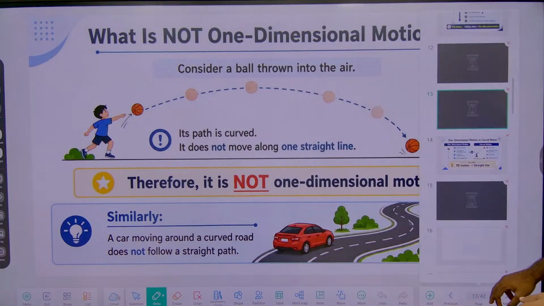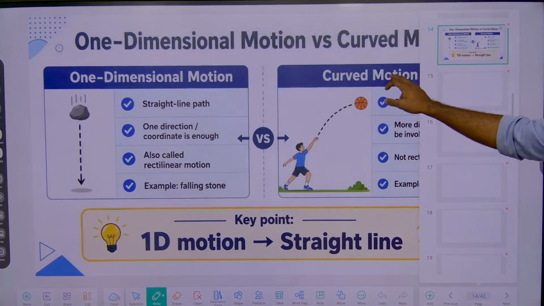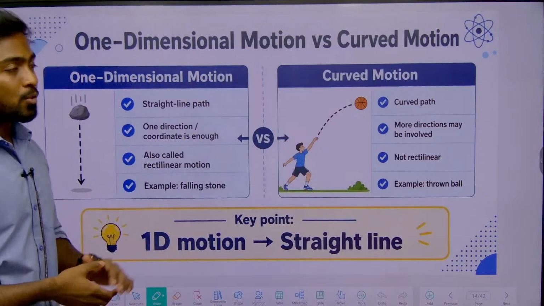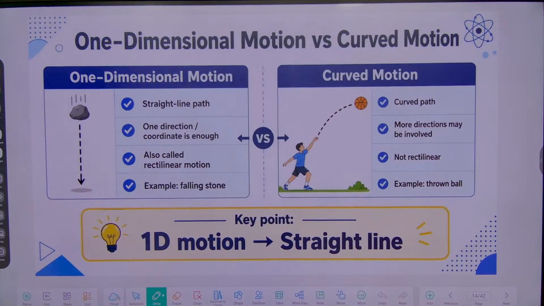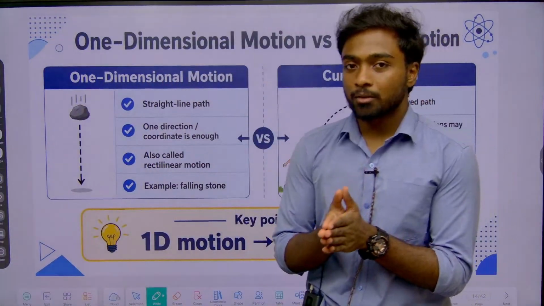Okay, so the next one, this is the final thing: one dimensional versus two dimensional. One dimension is nothing but the straight line, and two dimensional is nothing but the curved path, we'll say, okay. So with this I'll end this session.